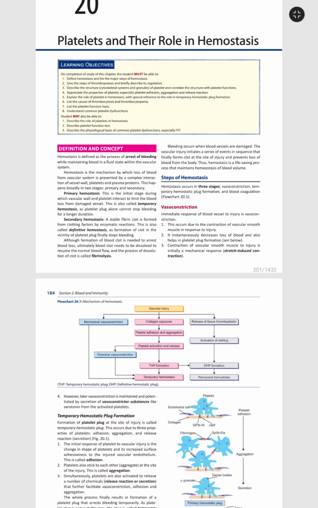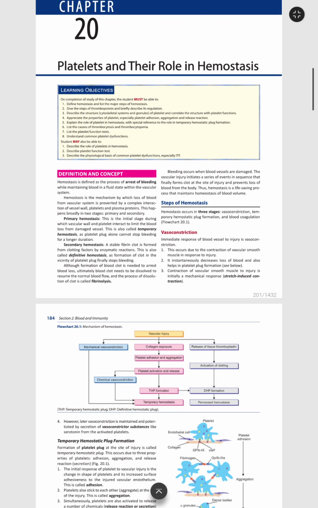And now, steps of hemostasis. First of all, what is hemostasis? Hemostasis is the arrest of bleeding while maintaining blood in a fluid state within the vascular system. It is the arrest of bleeding at the injury site. Basically, that's it. Now there is something called primary hemostasis and then secondary hemostasis.